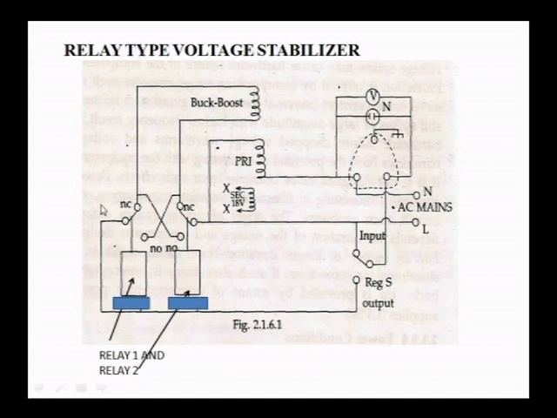Next is your relay type voltage stabilizer. You can see there are two relays, relay number 1 and relay number 2, and here is your buck boost transformer operation. Along with that you have a 3-point socket shown here. This relay will energize based on the bucking or boosting operation required. Relays will have a NO and NC. Automatically when the relay is energized, then this NO or NC will trip and bucks or boosts the output voltage. So this is the circuit diagram expected from you for a relay type voltage stabilizer.